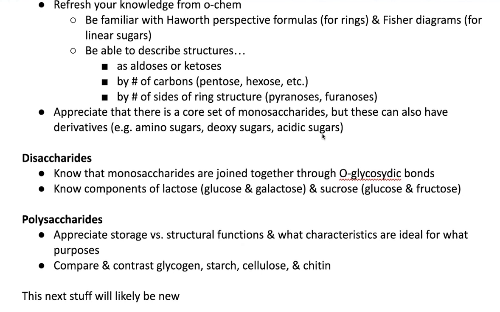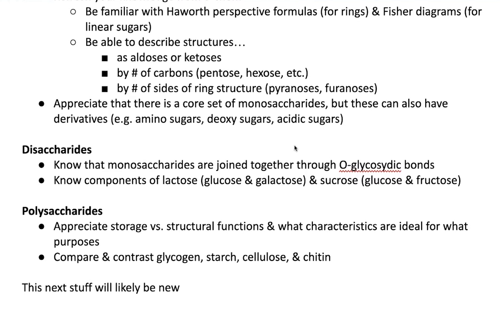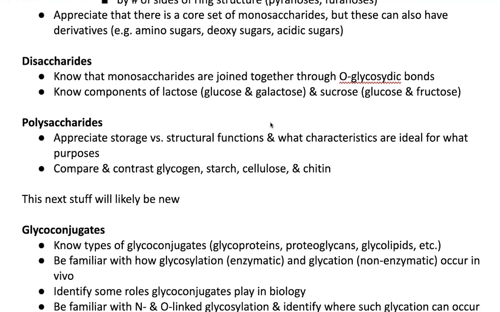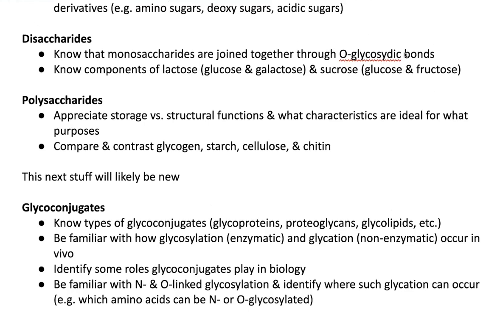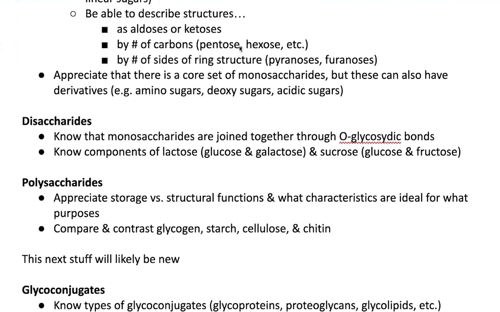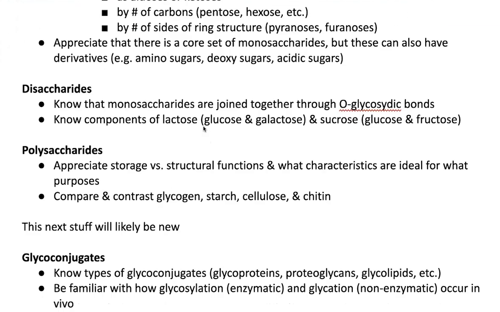Appreciate that there is a core set of monosaccharides, but these can also have derivatives such as amino sugars, deoxy sugars, and acidic sugars. Disaccharides, when you have two monosaccharides joined together. Know that these are joined together through an O-glycosidic bond and be able to identify that bond. Know components of two of the main disaccharides, so know that lactose is made up of glucose and galactose, and that sucrose is made up of glucose and fructose. And also be able to identify what types of sugars these are using these descriptive terms.